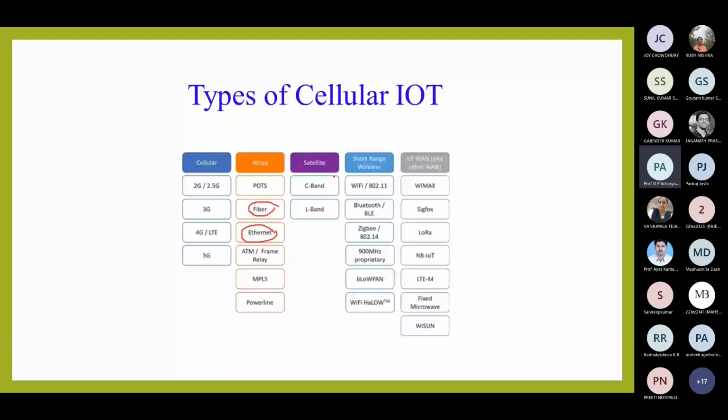Then short range wireless is like Wi-Fi, Bluetooth, ZigBee. We have talked about that. Then low power wireless is WiMAX. In fact, this WiMAX was there, but it was not popularized. WiMAX is wireless interoperability for microwave access. And Sigfox is not that popular in India. LoRa is gaining its impetus. NB-IoT also, LTE-M is there. Then fixed microwave like VHF, people use that very less.